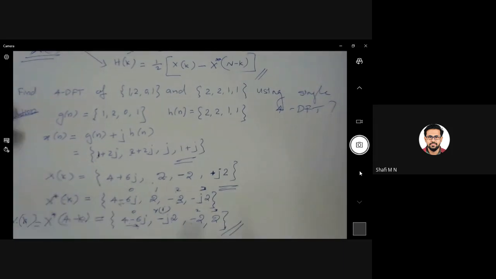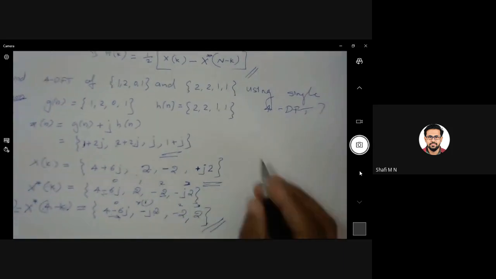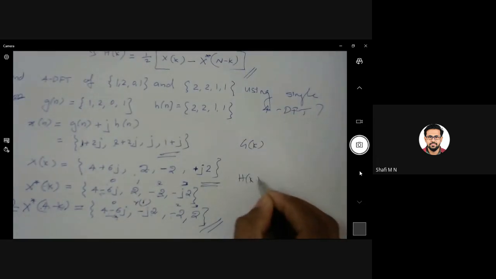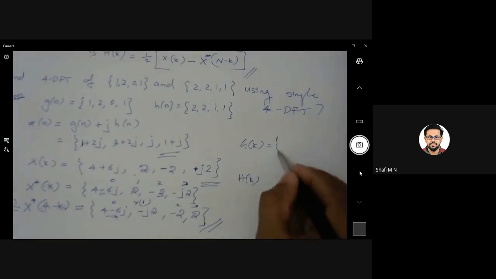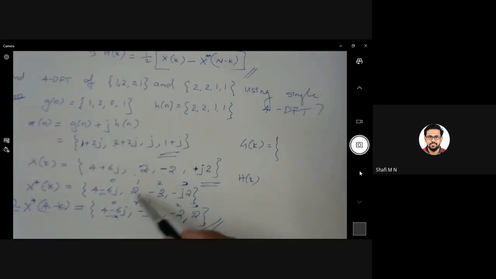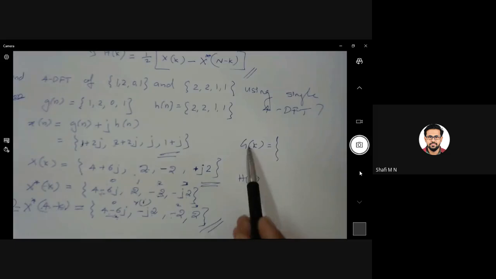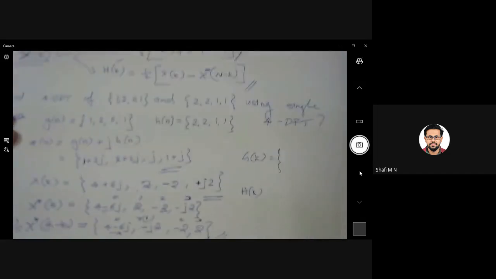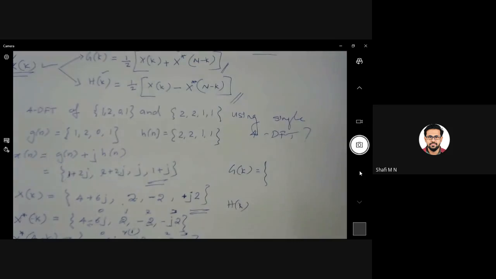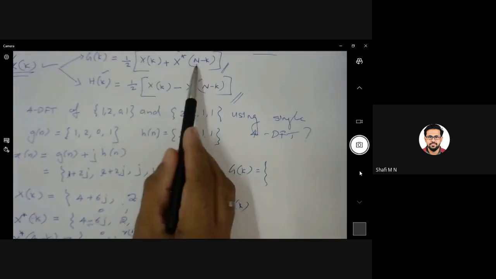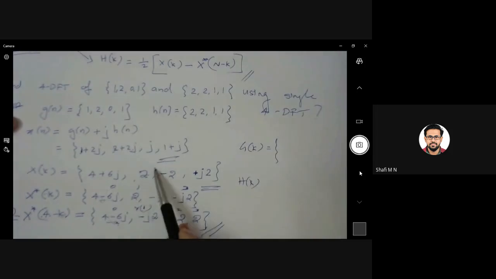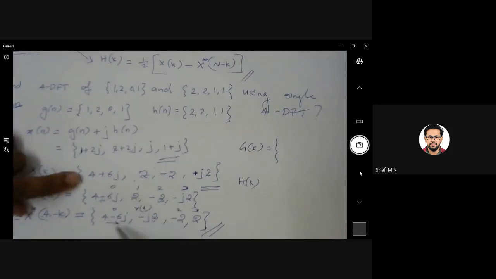So that's it. You split this to get g of k and h of k. Either you can write the steps or you can calculate it in your mind. So let me write g of k. What was the equation for g of k? This was g of k, right? First sequence plus second sequence by 2, right? So in our case, this is the first sequence and this is the second sequence. So add these two things.